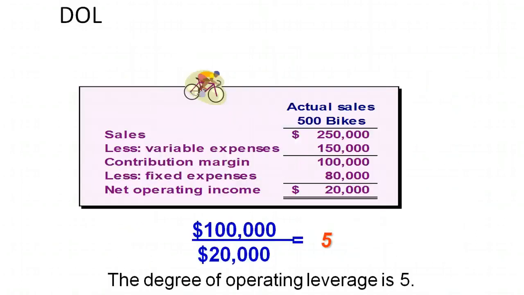I think I got a better example than that. How about this one? That was from your book. I think I put this one in because it makes a little bit more sense. Okay, so in this case, we have contribution margin of 100,000. We have EBIT of 20,000. So our degree of operating leverage is 5.